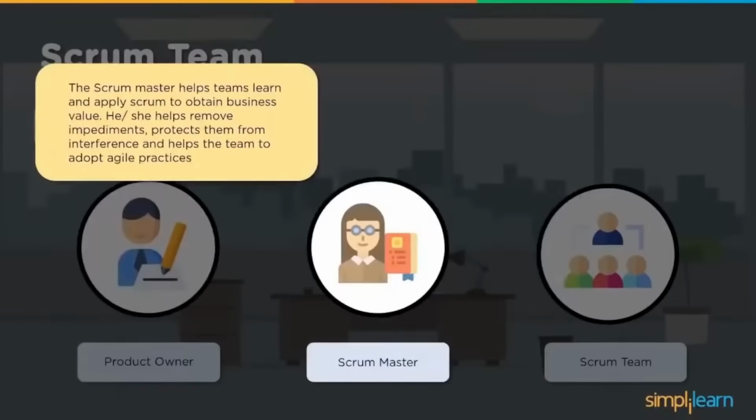So the Scrum Master, the next role, helps teams learn and apply Scrum to obtain business value. Meaning the Scrum Master closely works with the team. So he or she helps remove impediments. What are impediments? Something which stops you from moving forward, something which doesn't allow you to deliver things the way they are required, something which stops, right? So that needs to be eliminated. That needs to be understood.